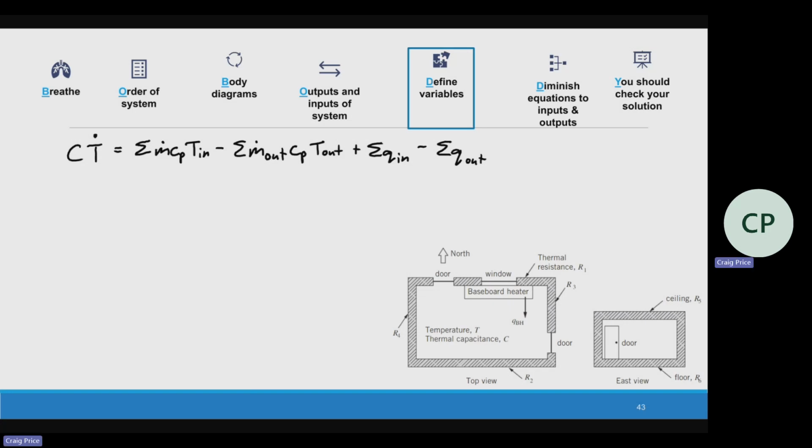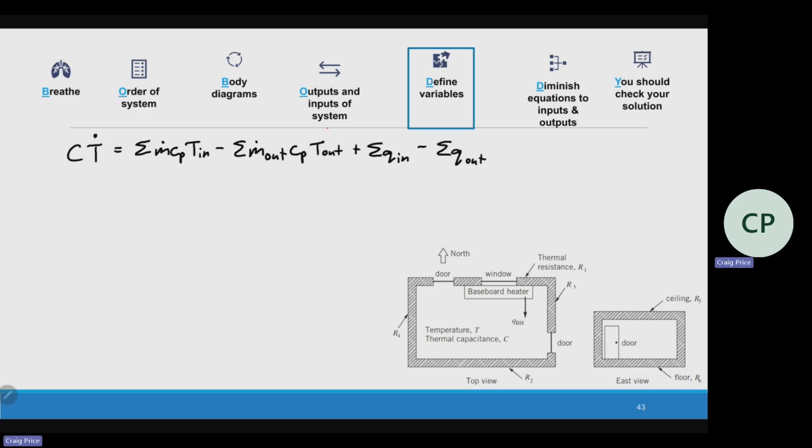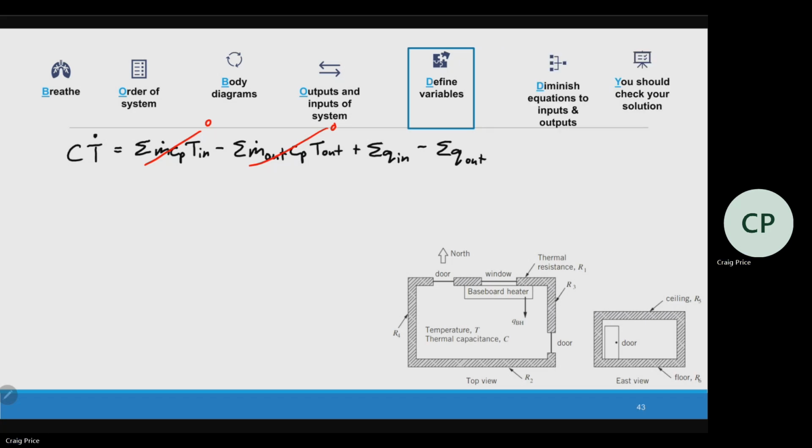Anything we can cross out here? We just talked about it, yeah. We don't have any mass flowing in or out. As for Q ins, that's just going to be my base heater. And so really it's just what the Q outs are going to be.